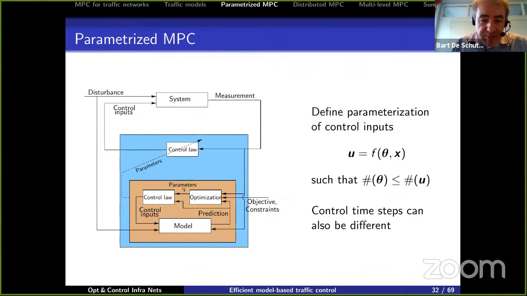In general, it's important to note that we can now make a distinction between the speed of the optimization and the speed of the control law. For example, we can update the control law every 10 seconds, while we only update the parameters every minute. In that way, we can have different time steps inside the first control loop and the optimization loop. In general, if the number of parameters is less than the number of components of u, we will get a significant speed up.